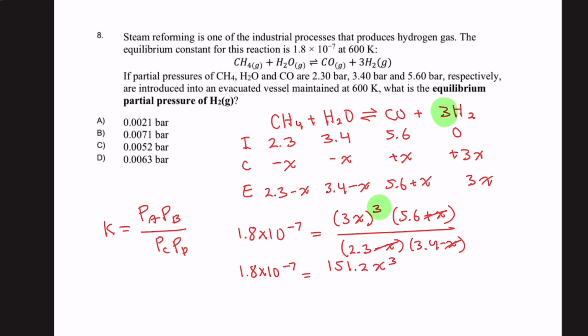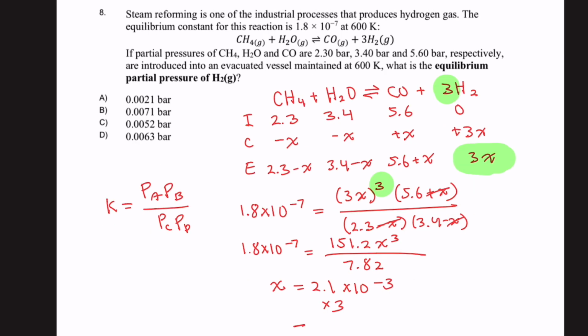So if we do the small x approximation, this will be 151.2 times x cubed over 7.82. If we solve for x, we will get around 2.1 times 10 to the negative 3. And it's asking for the partial pressure of H2 gas, which is represented by this at equilibrium. So we just have to multiply this x value that we got by 3, and that will give us 0.0063 bars. So it's going to be option D.